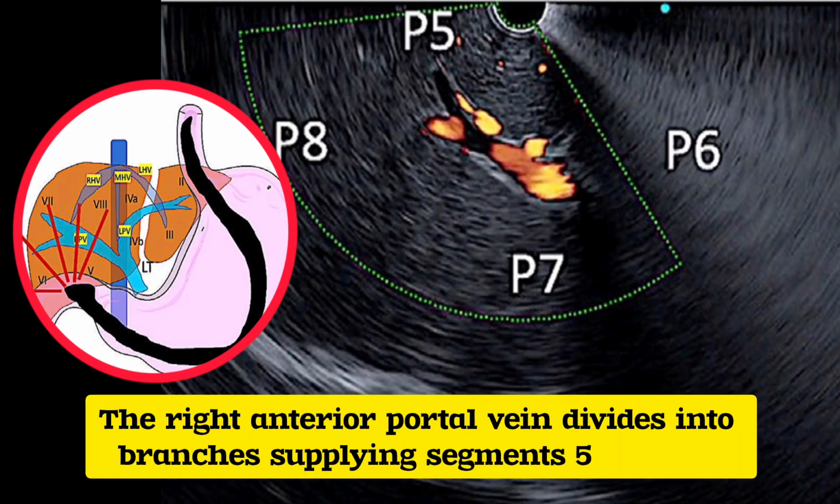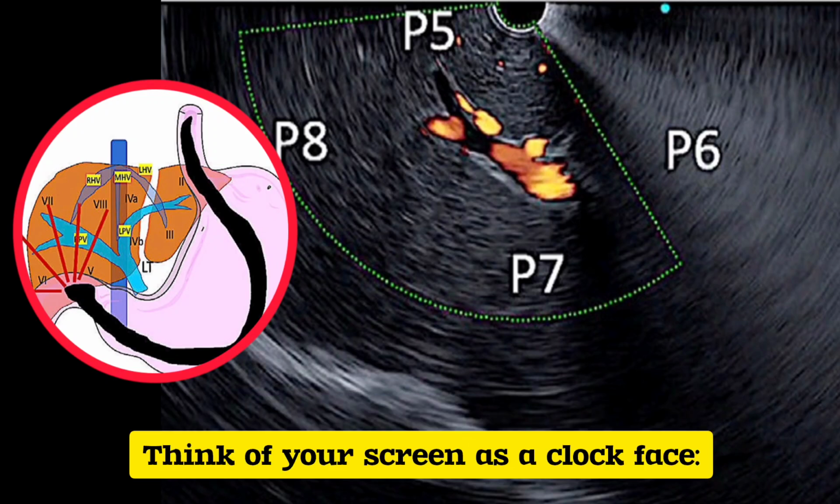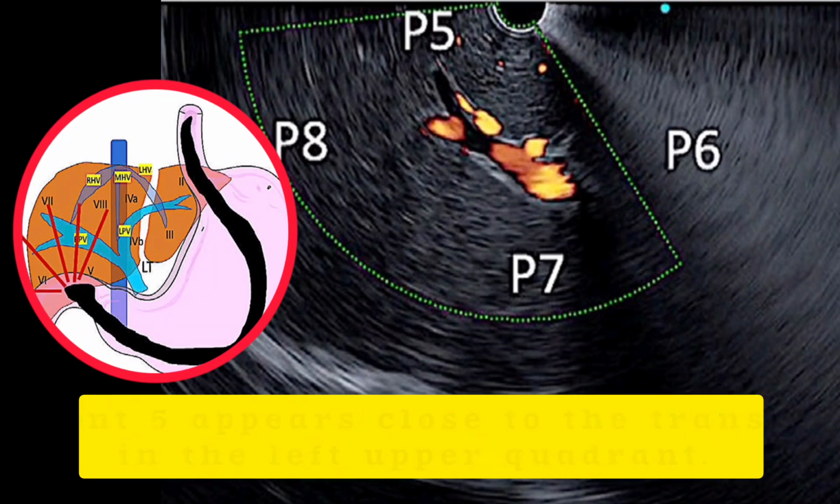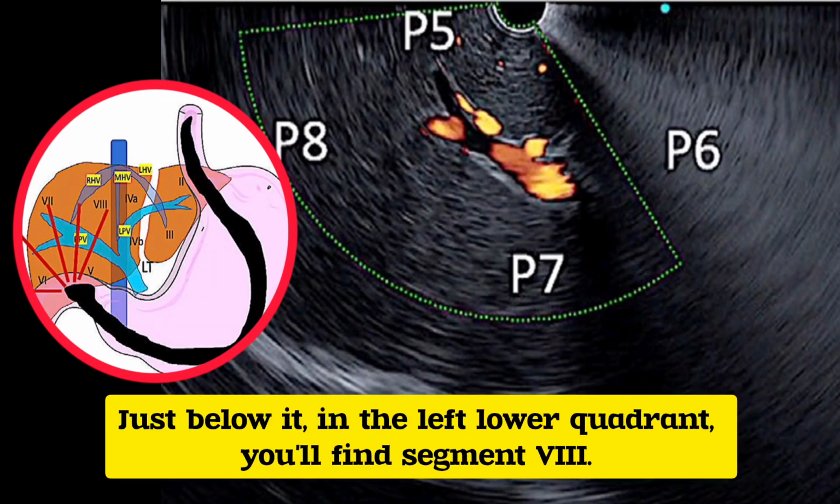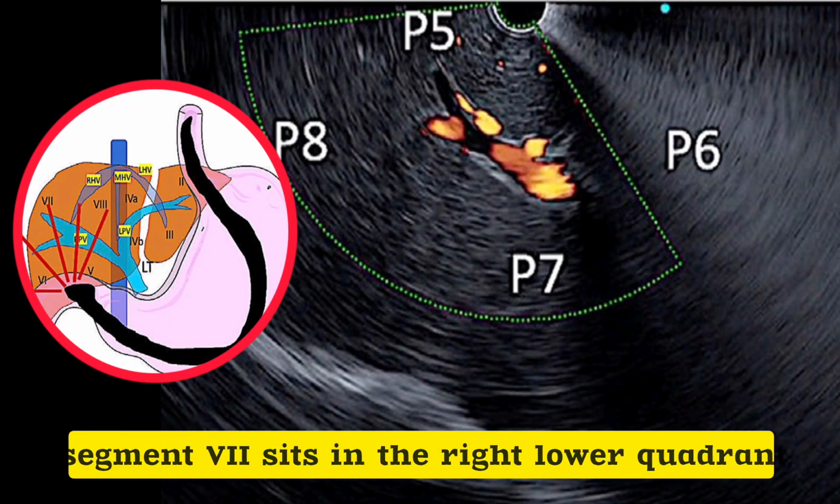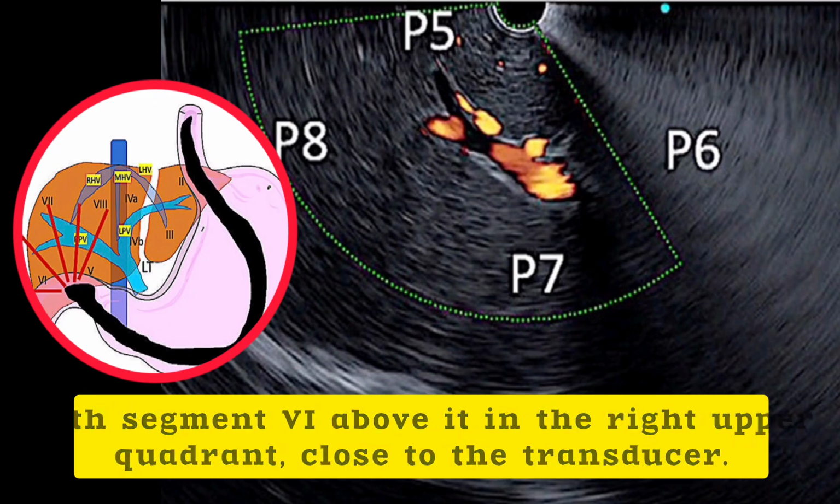The right anterior portal vein divides into branches supplying segments 5 and 8, while the right posterior portal vein supplies segments 6 and 7. Think of your screen as a clock face. Segment 5 appears close to the transducer, in the left upper quadrant. Just below it, in the left lower quadrant, you'll find segment 8. Moving to the right side of your screen, segment 7 sits in the right lower quadrant, with segment 6 above it in the right upper quadrant, close to the transducer.